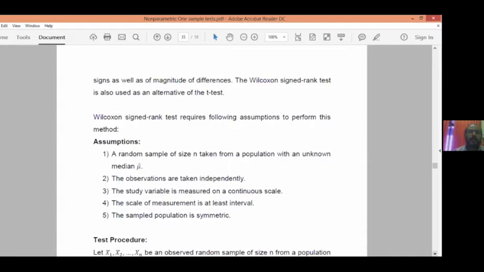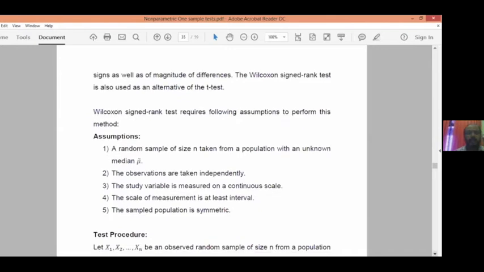The Wilcoxon sign rank test requires the following assumptions to perform the method. What are the assumptions? A random sample of size n is taken from a population with an unknown median mu curl. The observations are taken independently. The study variable is measured on a continuous scale. The scale of measurement is at least interval, and the sampled population is symmetric. What is the test procedure?